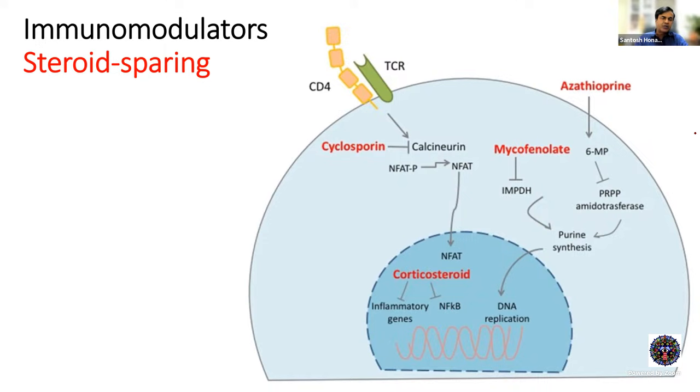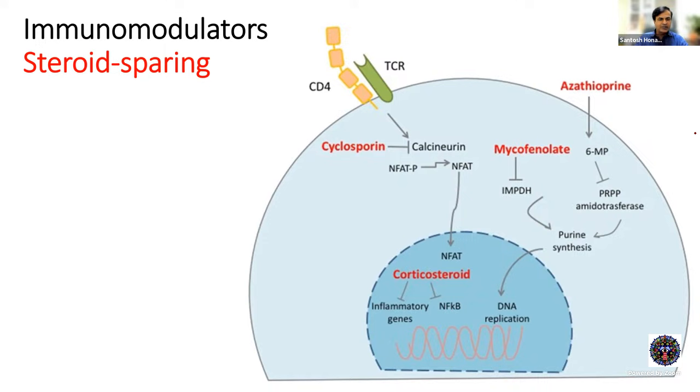How does mycophenolate mofetil work? It's a very popular drug. How does it work? What is the mechanism of action? Which cell does it work on? Lymphocytes? Say something. T lymphocytes or B lymphocytes? It works on activated T lymphocytes. It induces apoptosis of activated T lymphocytes.